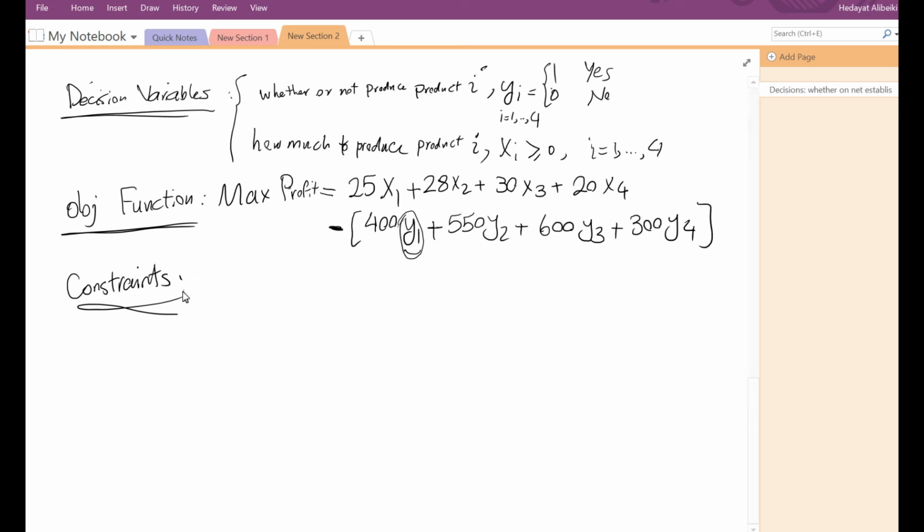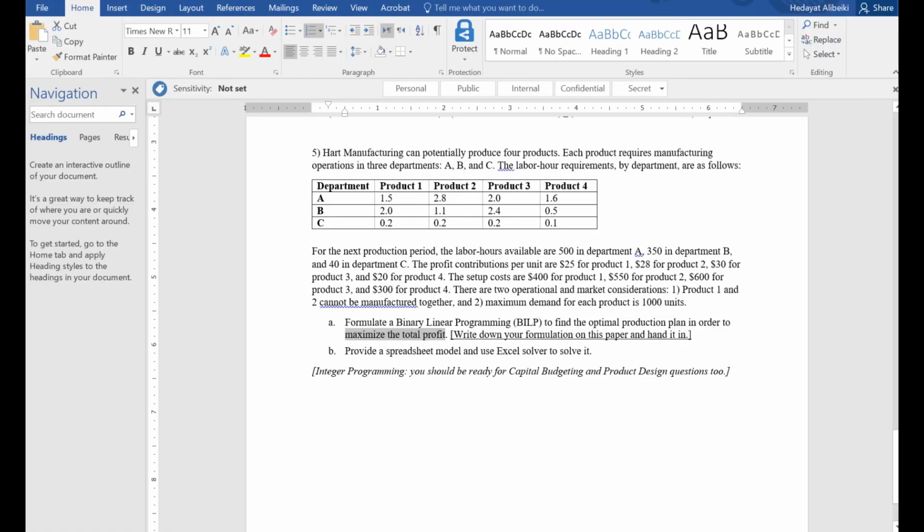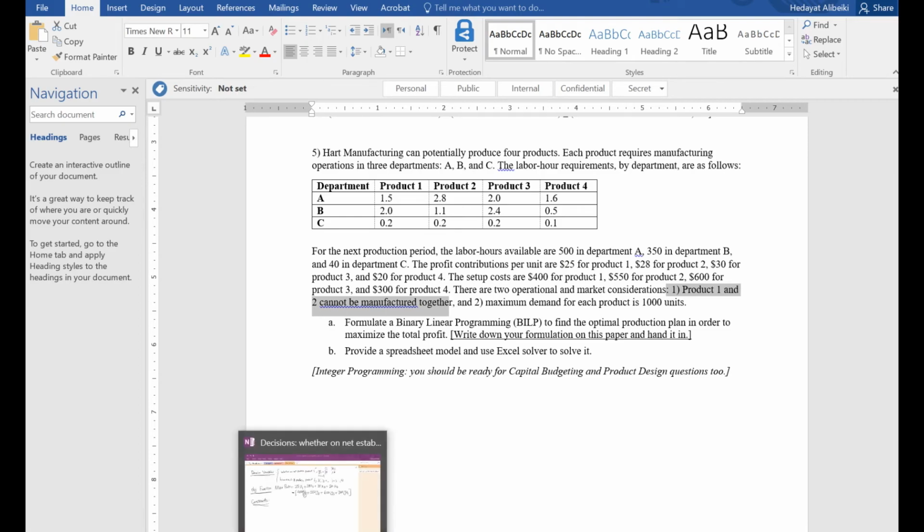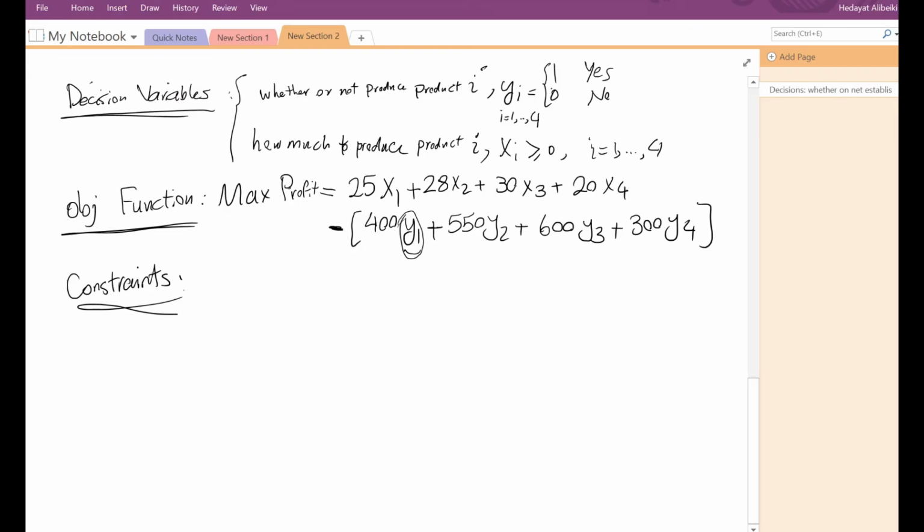So the first constraint that I'd like to write here is, there are 3 things that we have to take care of. The first thing is that product 1 and 2 are mutually exclusive. This means that out of x1 and x2 we can only produce one of them maximum. Either one of them or neither of them, basically.